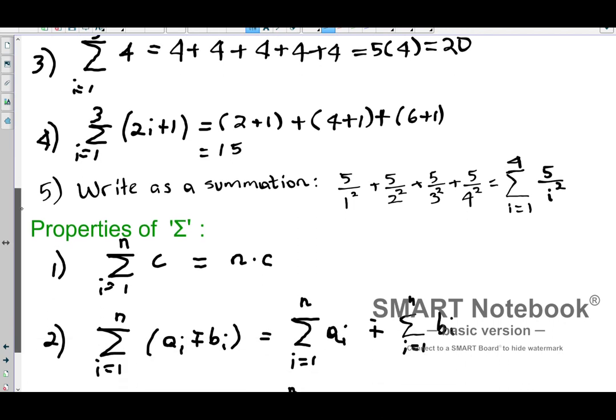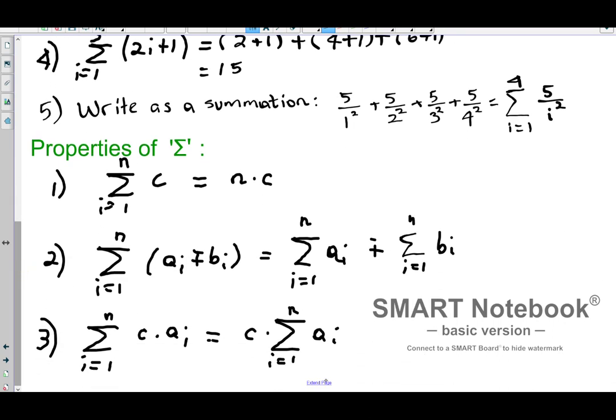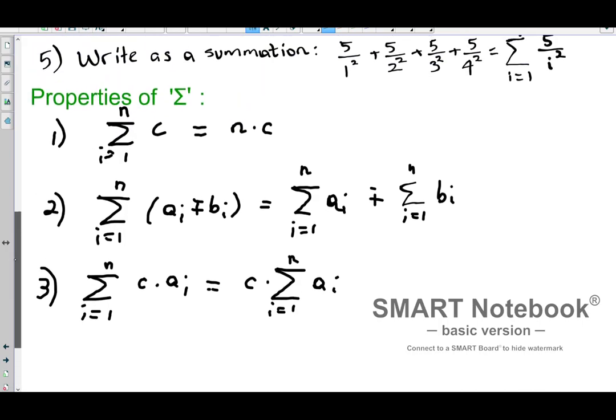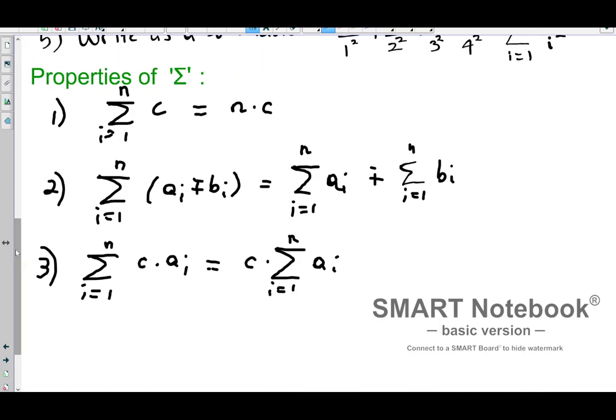And there are some properties of the sigma notation that it would be good for you to be familiar with. Again, some of you may already have seen these in your pre-calc classes. So for example, as i goes from 1 to n of just a constant, we've seen this already today, right? You would just multiply n times c.